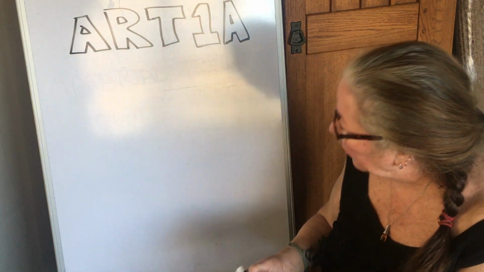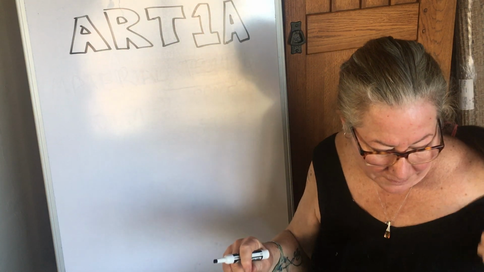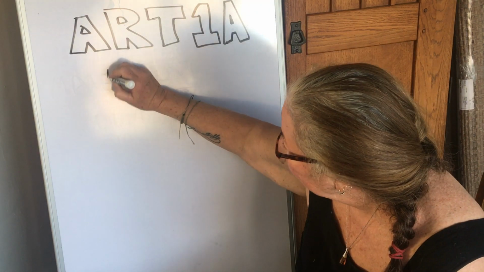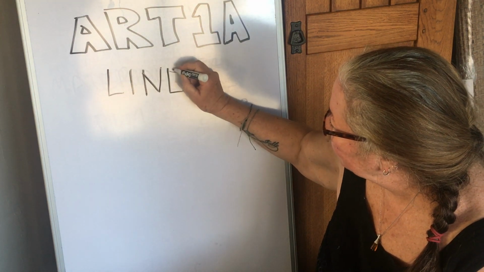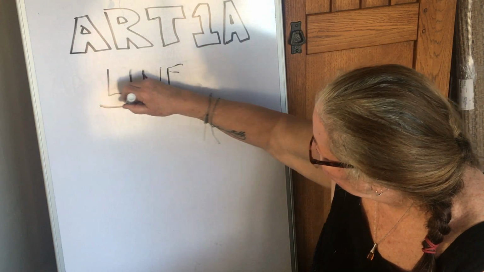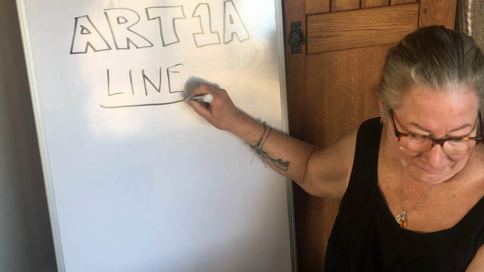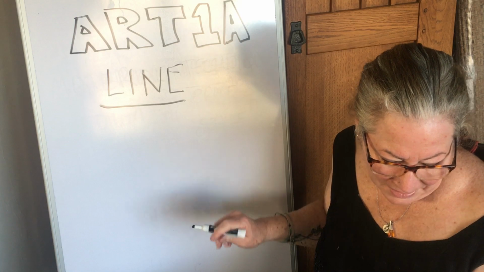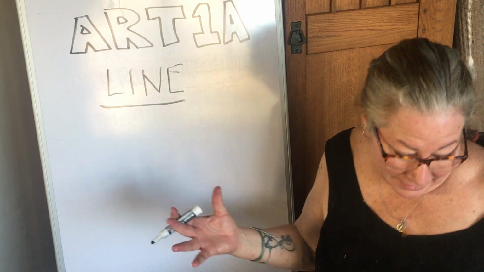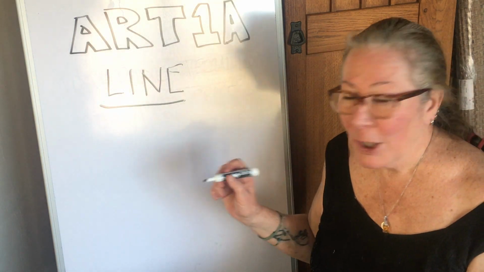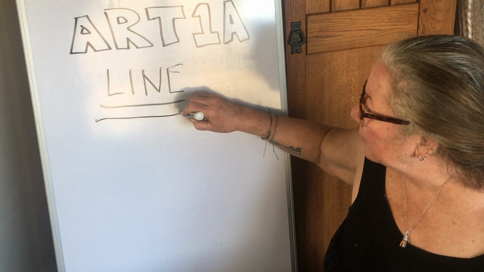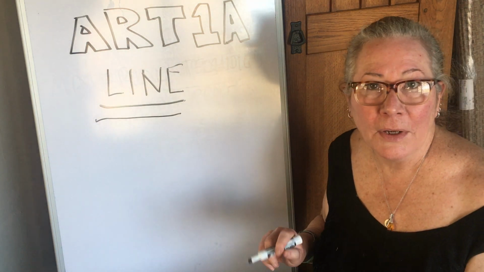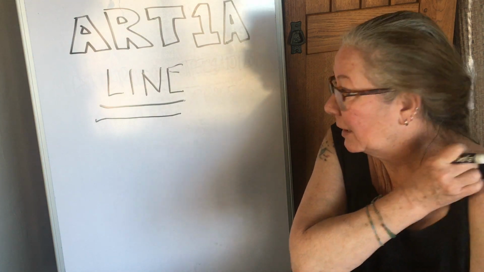So let's move on, and we're going to go to our next word, which is another fun word. The next word is going to be line. So line is very important to art. What's a line? Well, one important element of art is line. It's defined as a mark from one point to another point. So I just made a mark. I made a line.